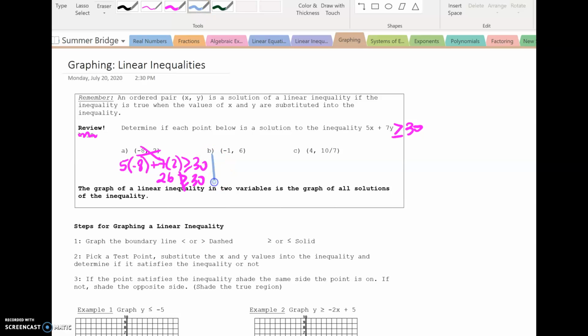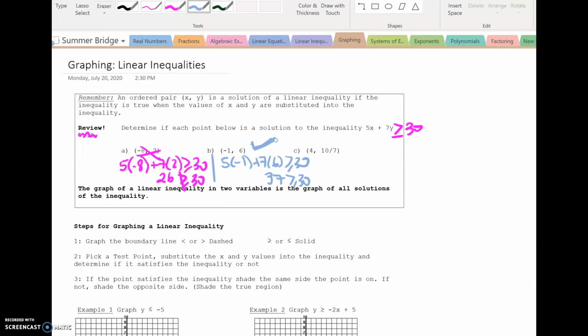Let's try the next one, B. I'm going to plug in negative 1 for my x value plus 7 times 6, and that has to be greater than or equal to 30. If I make that calculation, I have negative 5 plus 42, which is a positive 37. This is indeed a true statement because 37 is bigger than 30, so this is a solution to the linear inequality.